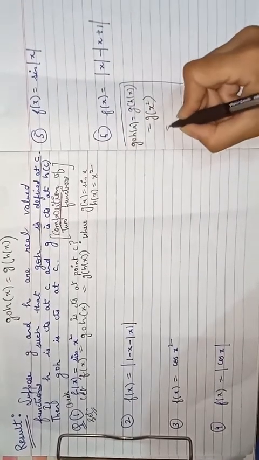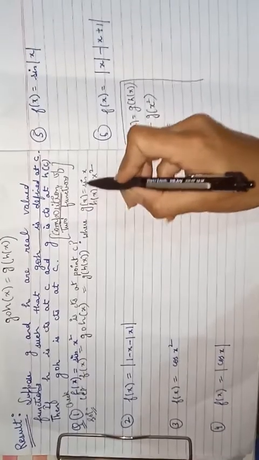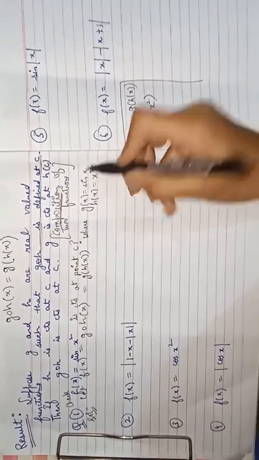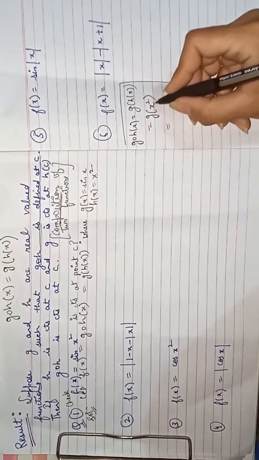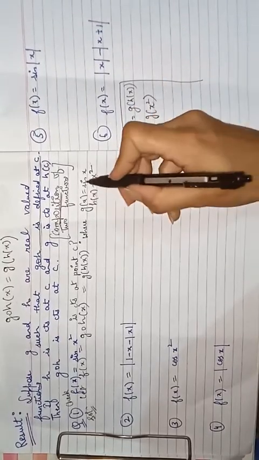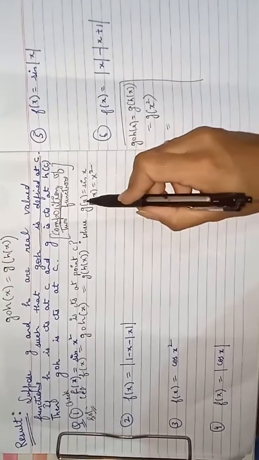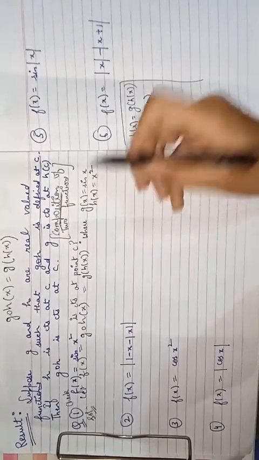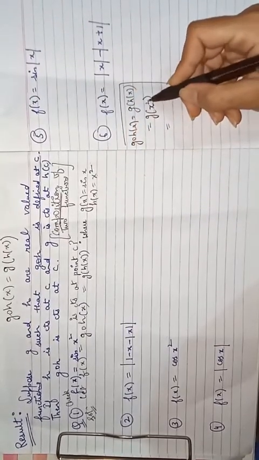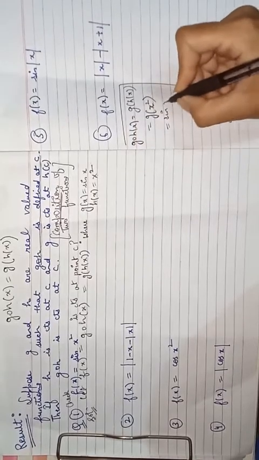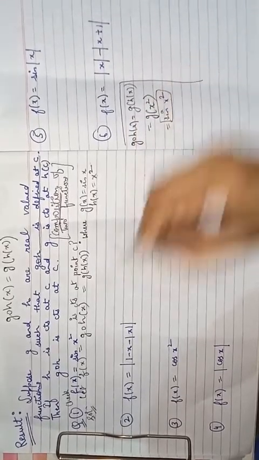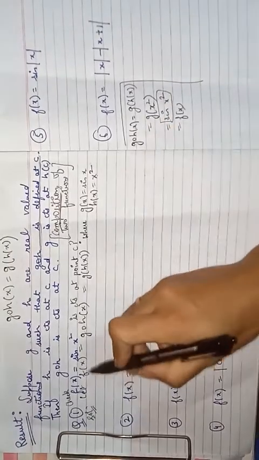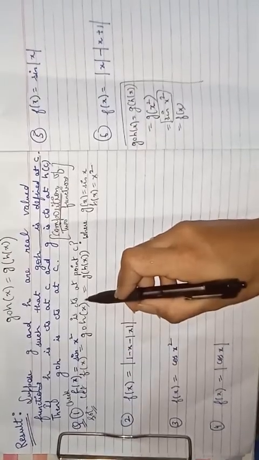Now g of x is sin x. If g of x is sin x, what will be g of x square? It will be sine of x square. Just replace x with x square. Here it is x, so the value is sin x. Here it is x square, so the value will be sin x square. This is what? This is our f of x. So I have broken the function correctly, right?